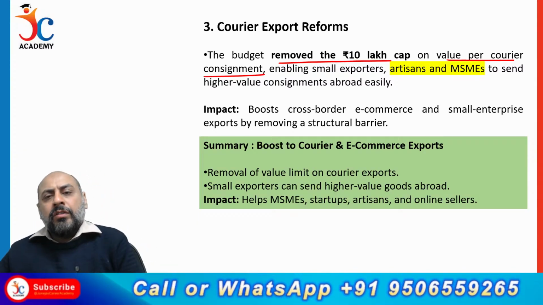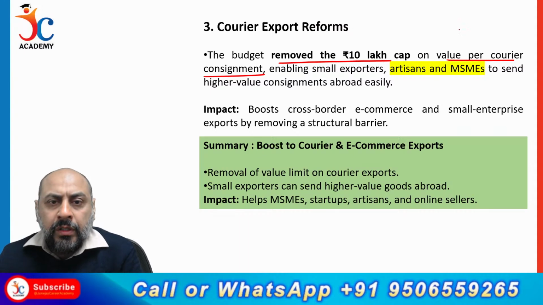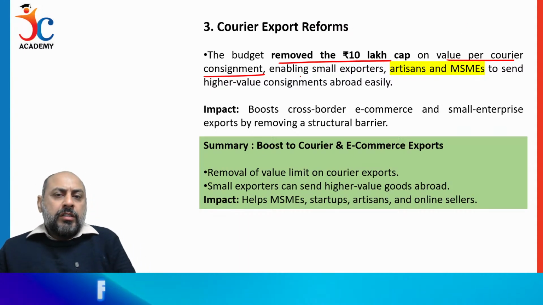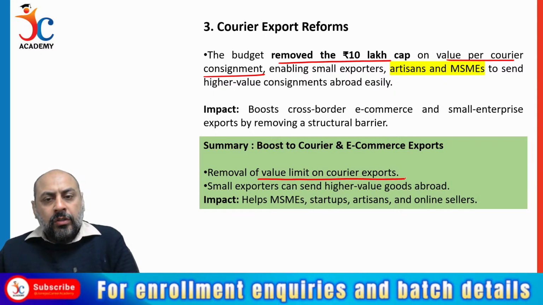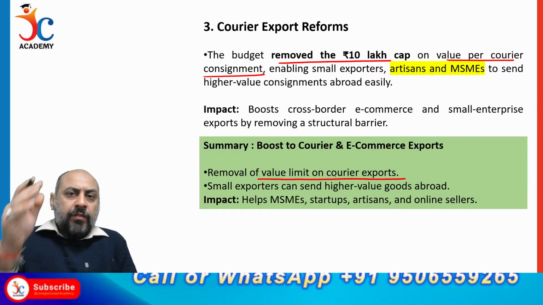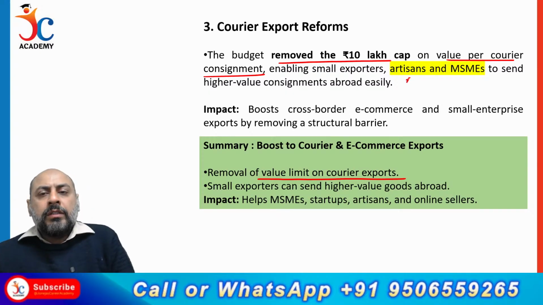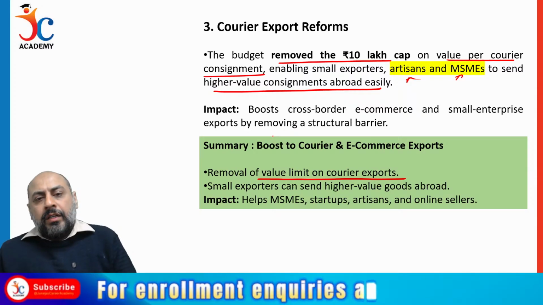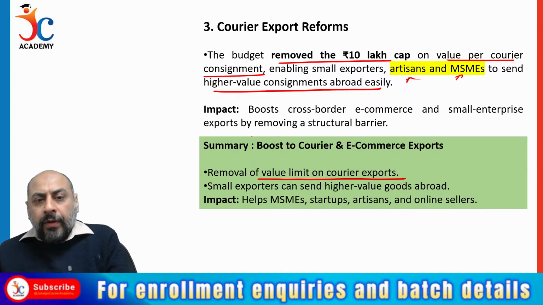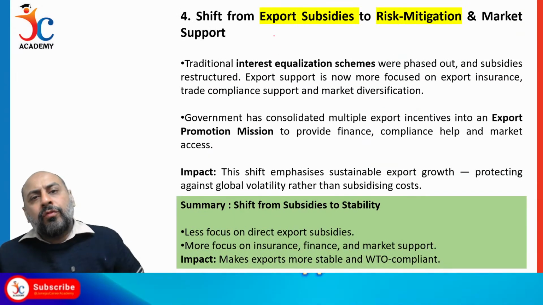So up till now, there was a limit of 10 lakh rupees on a per courier consignment. So the limit also has been removed now. So there is a removal on value limitation on the courier export. So that is done away with. So this will help small artisans and MSMEs to send higher value consignments abroad easily. That is it. So that's the summary of the third point. Now let's move on to the fourth point.